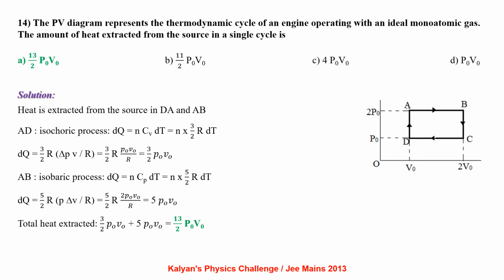AB is an isobaric process, dQ equal to nCp dT, that is n into 5 by 2 R into dT. So we have dQ equal to 5 by 2 R times P delta V by R, that is 5 by 2 R times 2 times P naught V naught by R, which comes out to be 5 times P naught V naught. So the total heat extracted is 3 by 2 P naught V naught plus 5 P naught V naught, which is 13 by 2 P naught V naught.